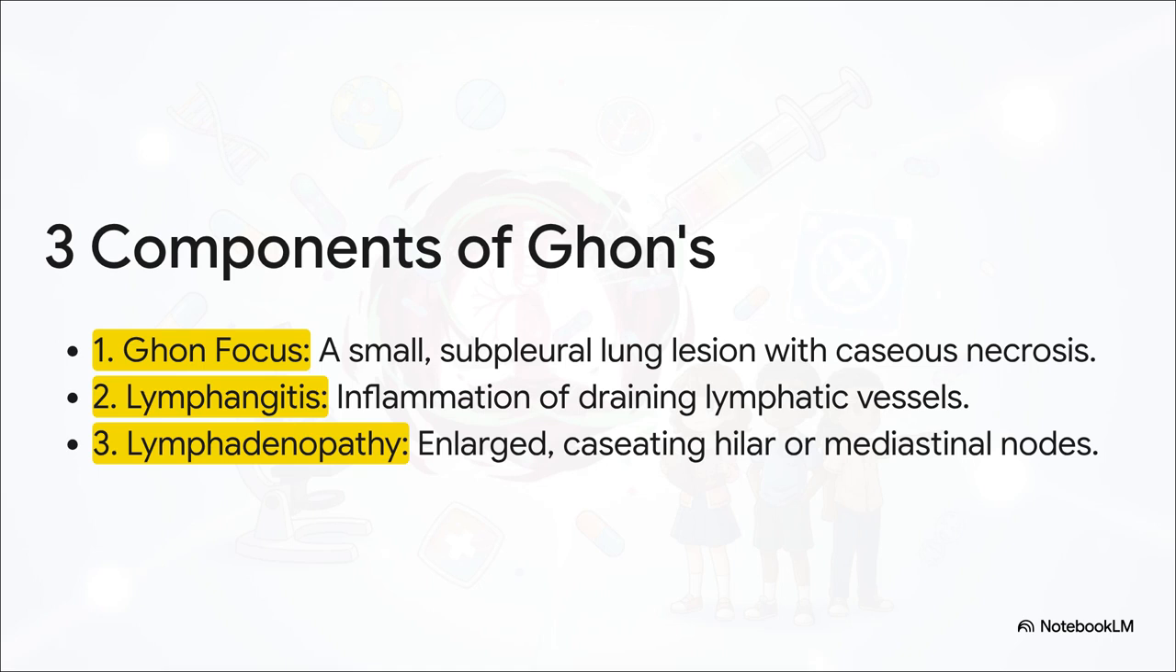And to really nail that long answer question, you need to list all 3 components. So number 1 is the Gon focus itself, that little area of consolidation usually right under the surface of the lung. Number 2, and this is the one people often forget, is the tuberculous lymphangitis. These are the inflamed lymphatic channels that act like highways, carrying the bacteria from the focus to the lymph nodes. You can't actually see this on an X-ray, but it is a key part of the pathology. And number 3 is the hilar or mediastinal lymphadenopathy, those big, swollen, caseating lymph nodes. Frankly, in kids, this is often the most dramatic and obvious part of the whole complex.